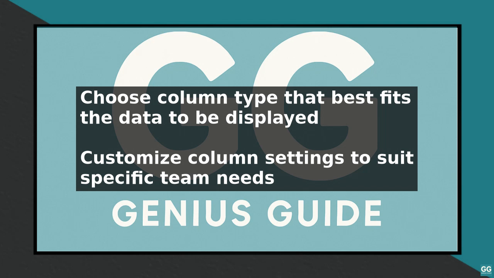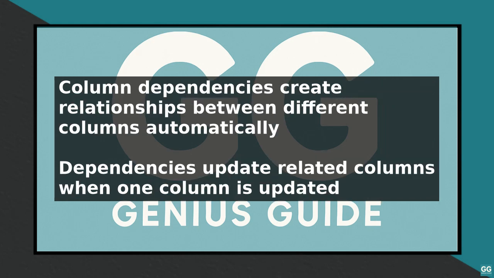One of the key concepts to understand when using columns is the idea of column dependencies. This allows you to create relationships between different columns, so that when one column is updated, the other columns are automatically updated as well. For instance, you can set up a column dependency so that when a task is marked as complete, the status column is automatically updated to reflect this.